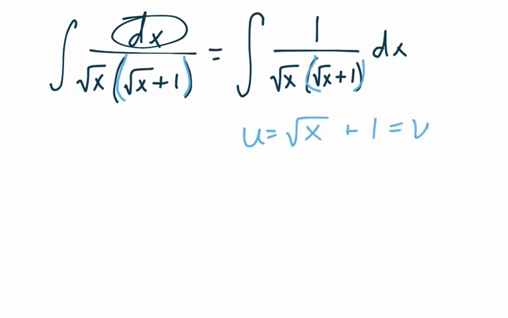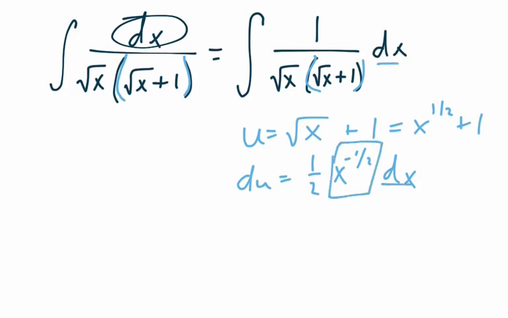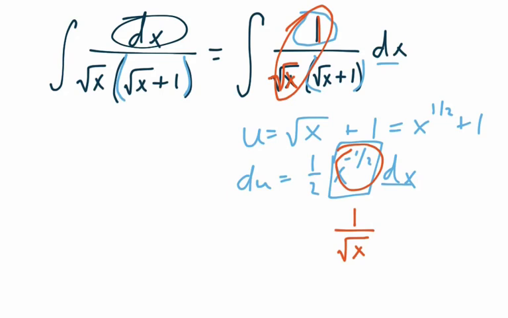You can rewrite this as x to the 1 half plus 1, and that's going to be easier for taking our derivative. So the derivative here is going to be 1 half x to the negative 1 half dx. And so now you have to ask yourself, okay, do I have dx? Yes, I do. Do I have x to the negative 1 half? And you're like, well, I don't have anything up here, but wait, x to the negative 1 half is the same as 1 over the square root of x. So this square root of x, which is just sort of chilling here out front, that 1 over square root of x is part of the du.